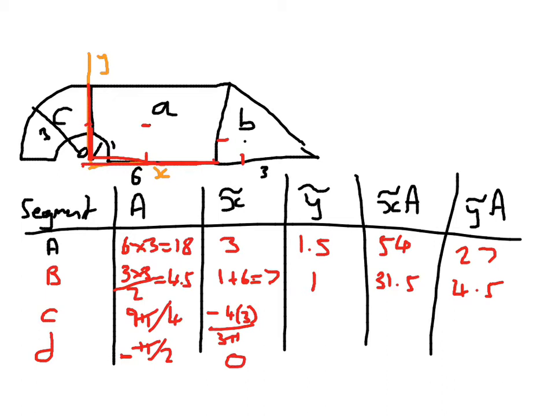The y tilde position for C will be 4/3 of 3 pi. Sorry, 4 times 3 over 3 pi, 3 being the radius. So similarly for D, 4 times 1 because it's a different radius over 3 pi. And if I multiply these values, x tilde A comes out at -9 and y tilde A at 9 for C, and for D we get 0 and we get -2/3.